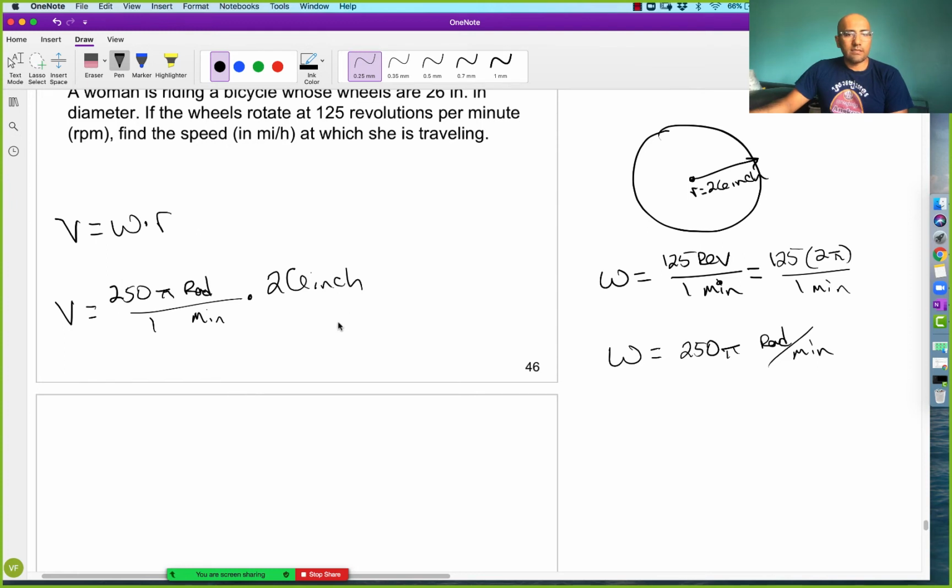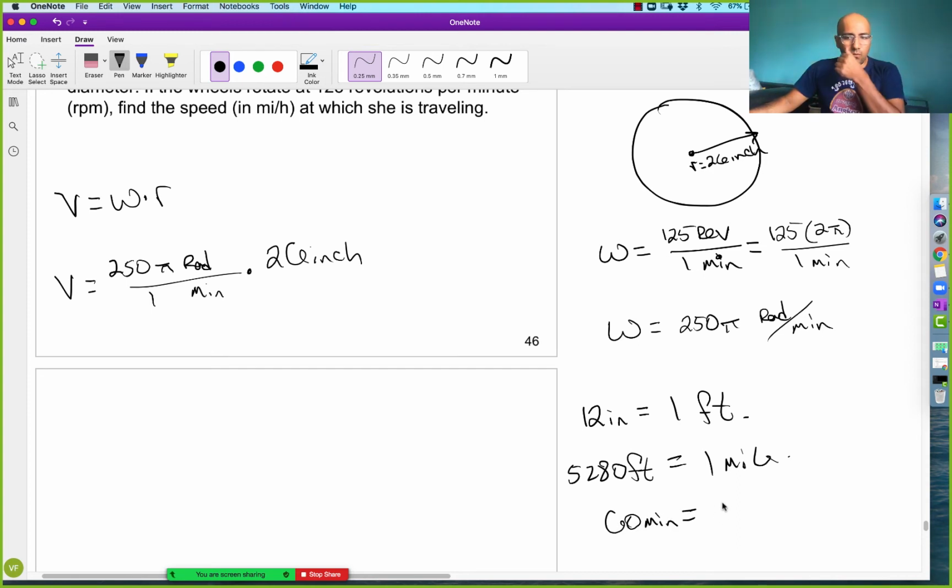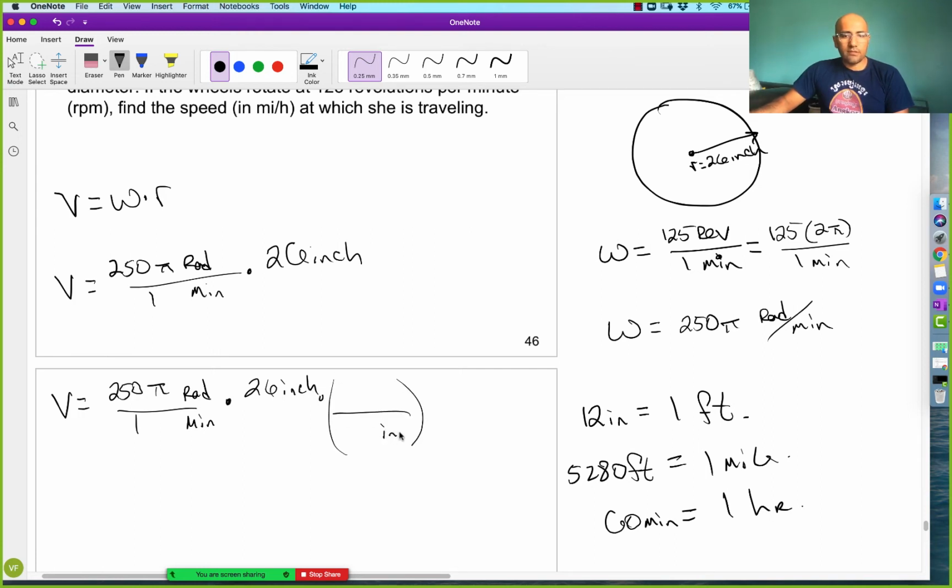But we want to be able to convert this into miles per hour. So we need to use conversion factors. So there are 12 inches in 1 foot, and there are 5,280 feet in 1 mile. And then time-wise, there are 60 minutes in 1 hour. Good. So the velocity we are seeking is going to be this 250 pi rads per minute times 26 inches times, and then I want to cancel out inches and go from inches to feet. I'm going to run out of space here.